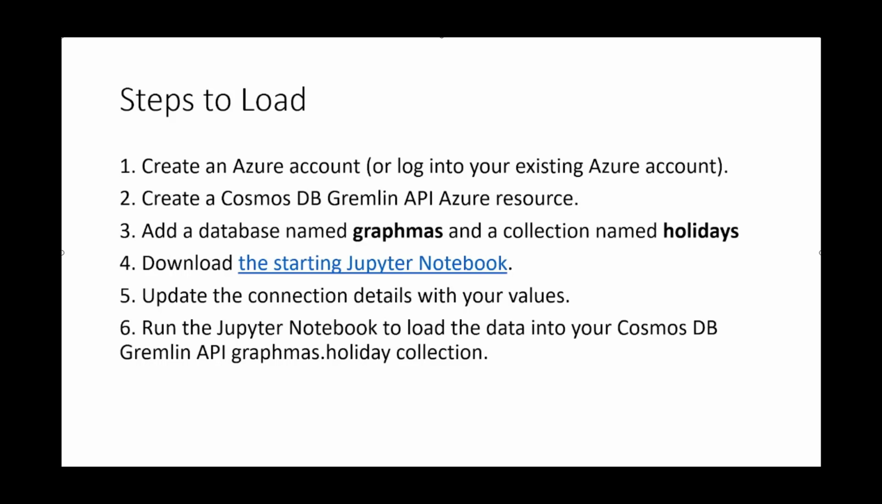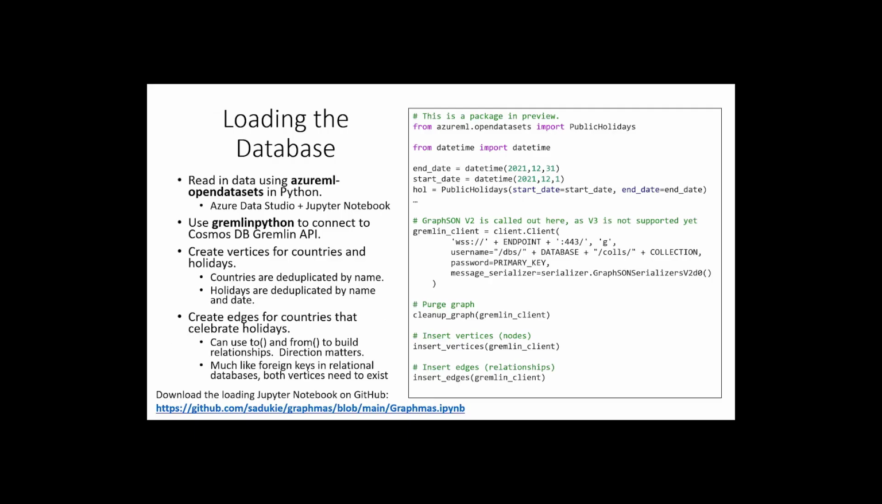I have a link here from my starting Jupyter notebook on GitHub, which will go ahead and load the data for you, specifically looking at the countries and the holidays and their relationships. So you'll update the connection details in that Jupyter notebook with your values. Then you'll run the Jupyter Notebook to load the data into your collection. Now for loading the database, the sample Jupyter Notebook is using the Azure ML Open Datasets package from PyPI.